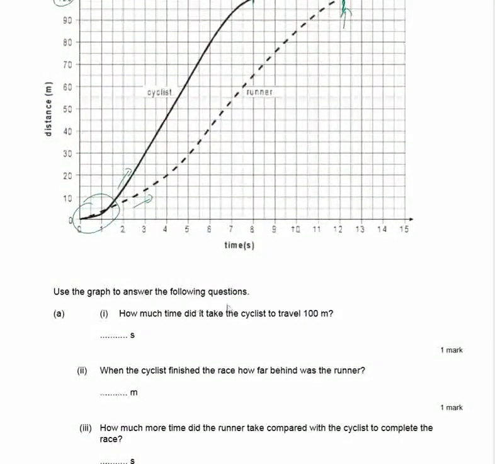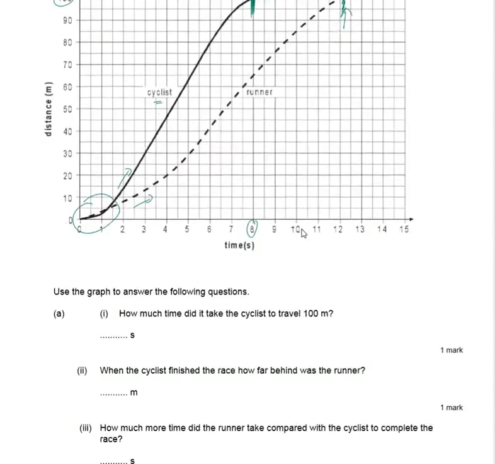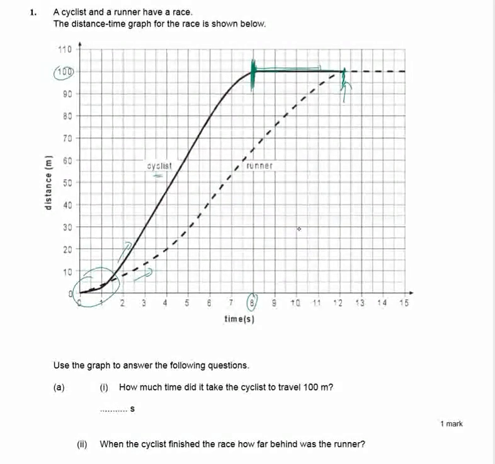Now, use the graph to answer the following question. How much time did it take for the cyclist to travel 100 meters? We know that this dark line here is the cyclist. To reach 100 meters, that's the point where it becomes flat. So here I would say it's around 8 seconds. So the answer here is going to be around 8 seconds.